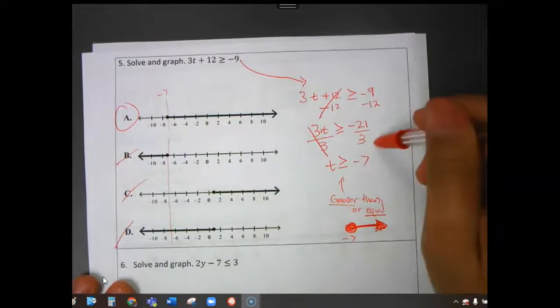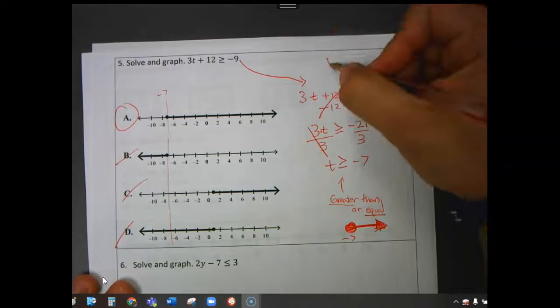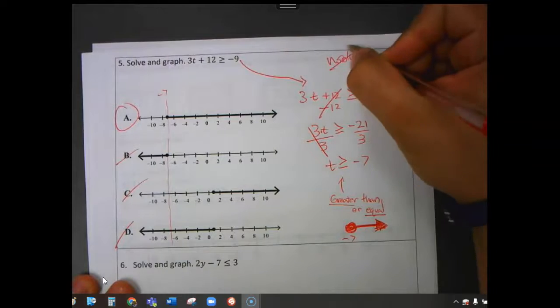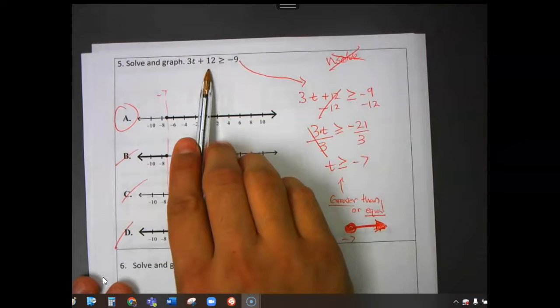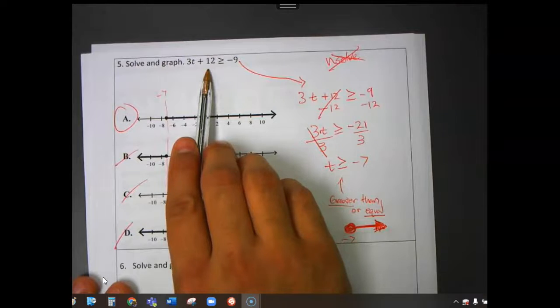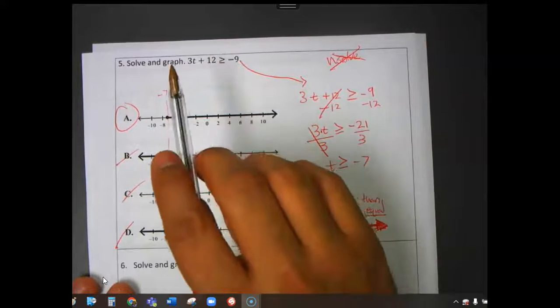But you have to solve this first, and you cannot undo-solve inequalities. You can do that with an equal sign, but you may not know what the inequality is. Sometimes they flip. I wouldn't do that.